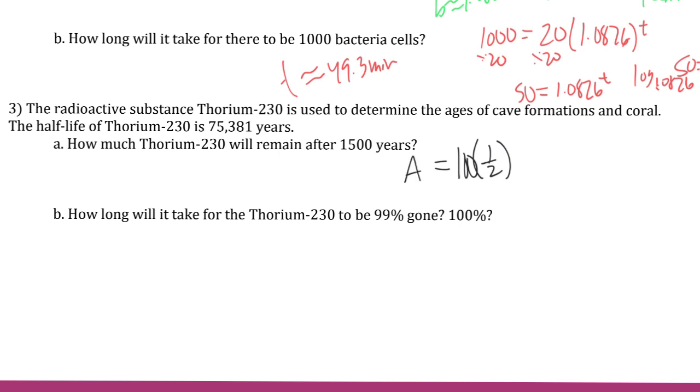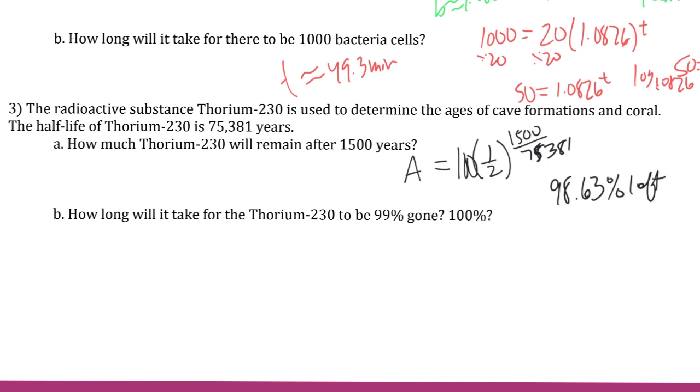And so it is 100 times one-half to the 1,500 over 75,381. If you put that in your calculator, you're going to get 98.63% left. Okay, so that's a simple evaluating the right side of the equation.